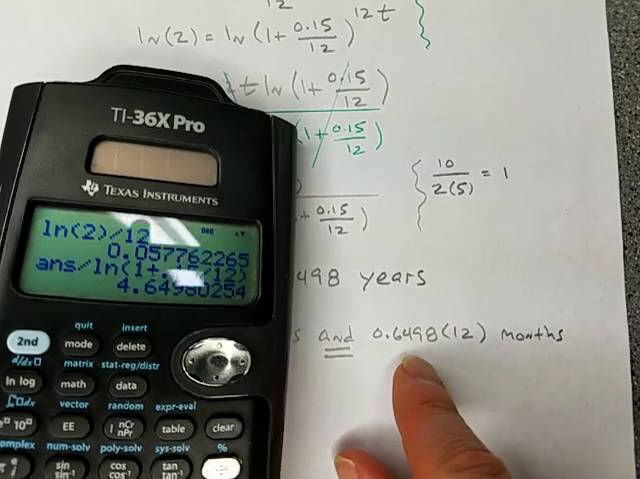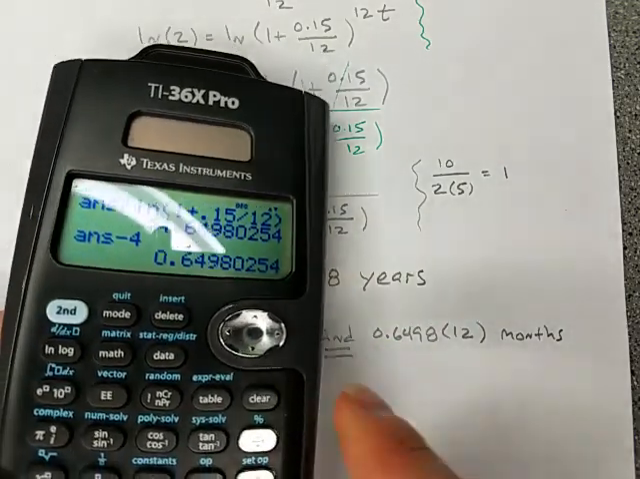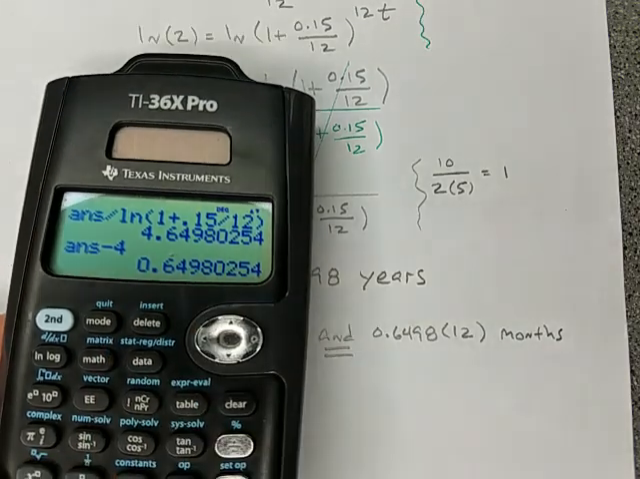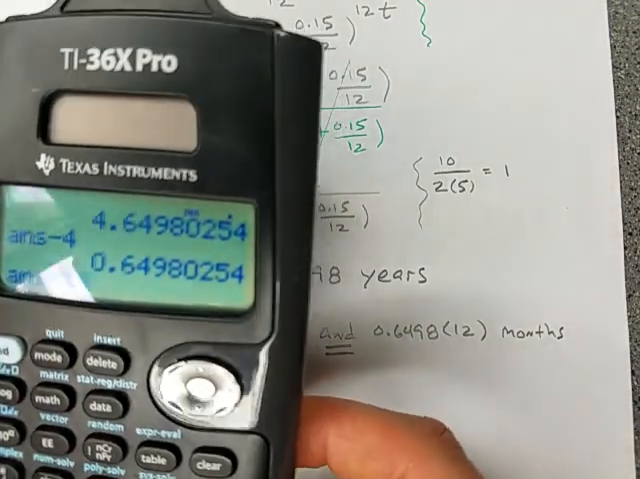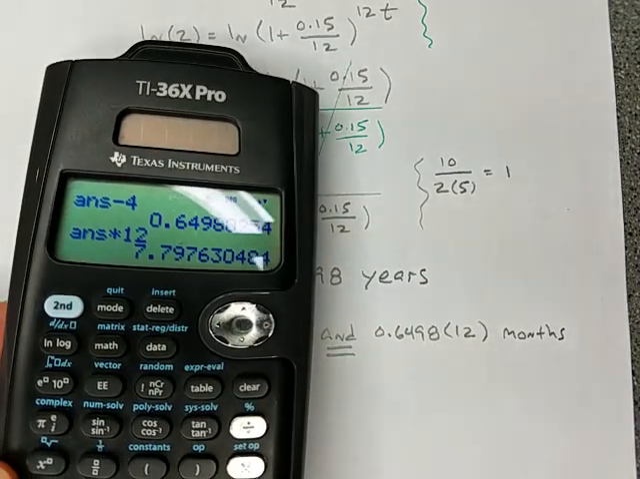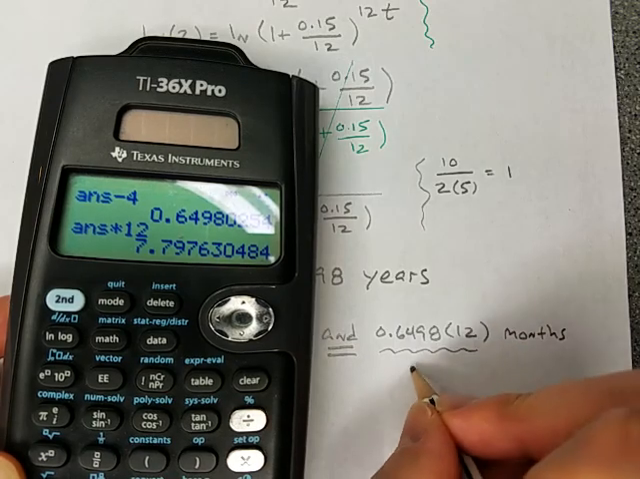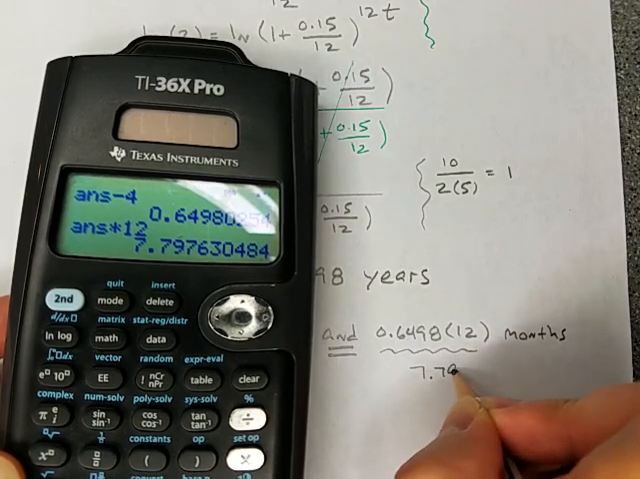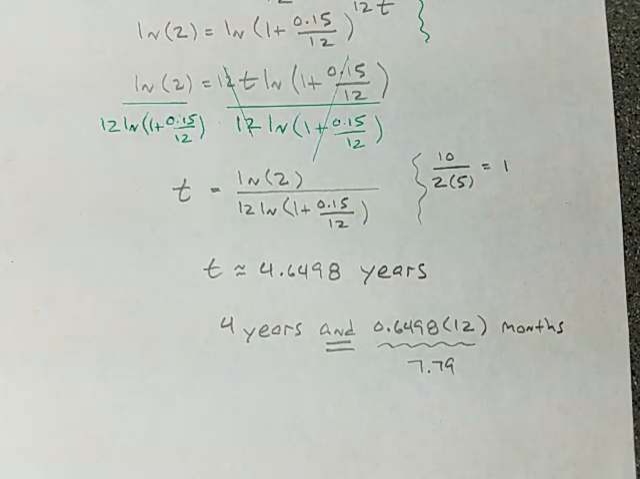So how about this? To get that decimal without rounding it, I'll take that number. Why don't I just subtract the 4? Okay, so there's just the decimal. And now I'll take that, I'll multiply by 12. And so there you go. So this turns out to be 7.79 months. 4 years and 7.79 months. Okay?